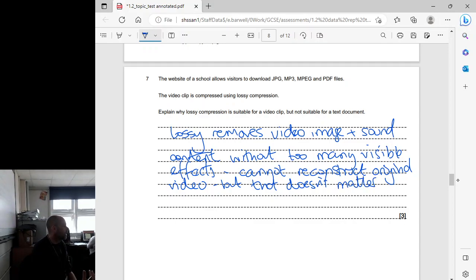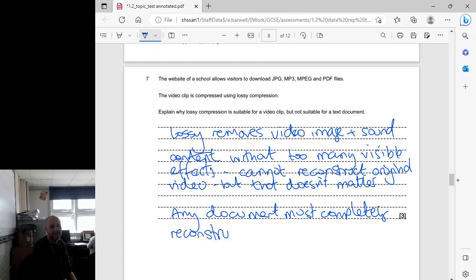With a document, you must be able to reconstruct the original file. So any document must be completely restructured. Exactly. So lossy is not suitable as it removes content.